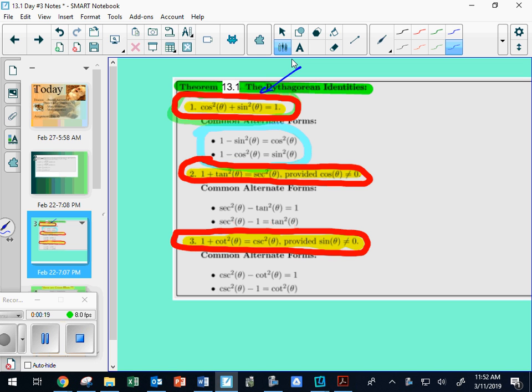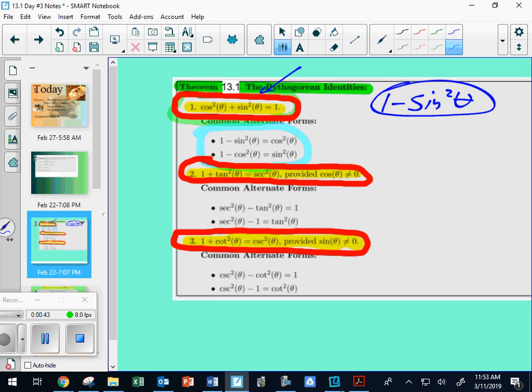Cosine squared plus sine squared equals 1. But you can't just look for that. Imagine you're in the middle of a proof and you see this. Can you see how that's related? It's that same thing except it's been solved. What's it been solved for? Cosine. So you could replace this with cosine squared.